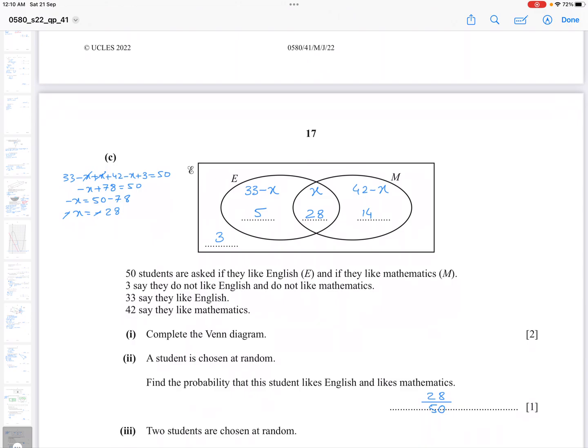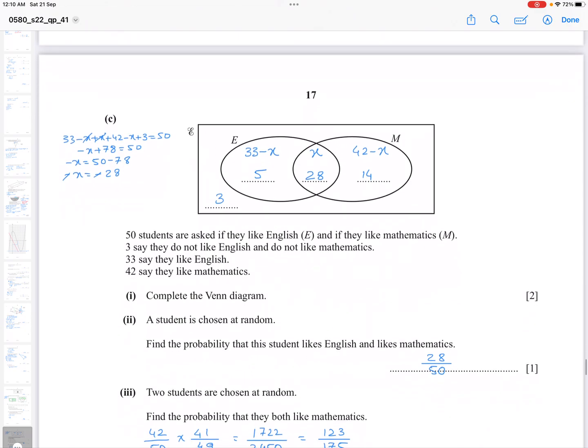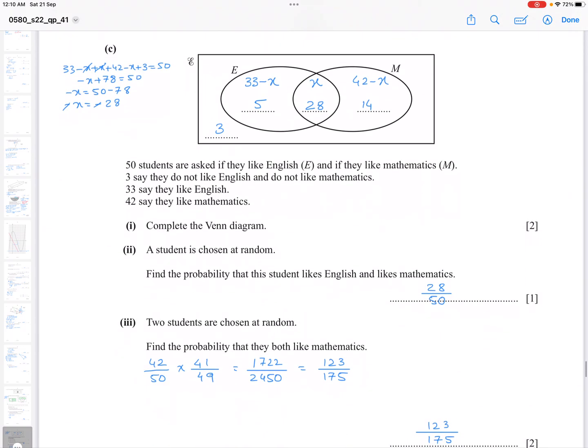A student is chosen at random. Find the probability that this student likes English and likes mathematics. So that is in the middle, which is 28. So write 28 over 50.